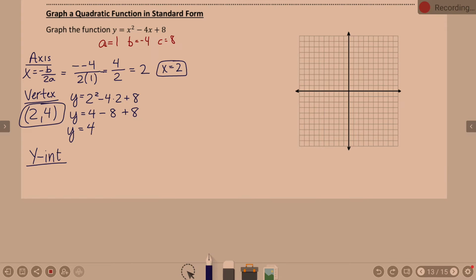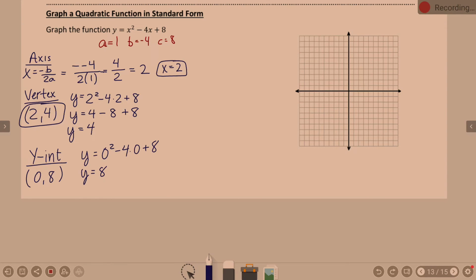X is always 0. So your y-intercept is always 0 something. Now, honestly, I'm going to take you the long way for a moment. The long way is we plug 0 into our equation. If I plug 0 in, 0 squared minus 4 times 0 plus 8. I took you the long way for a moment because I made you plug in 0. But 0 squared is 0. 4 times 0 is 0. What am I left with? Y equals 8. So my y-intercept is 0, 8.